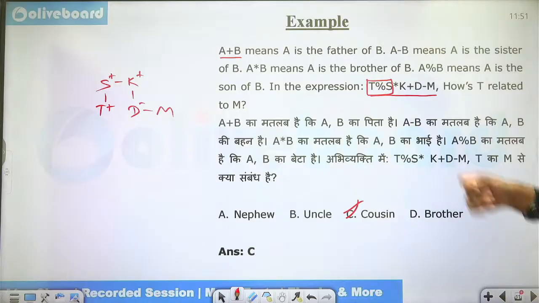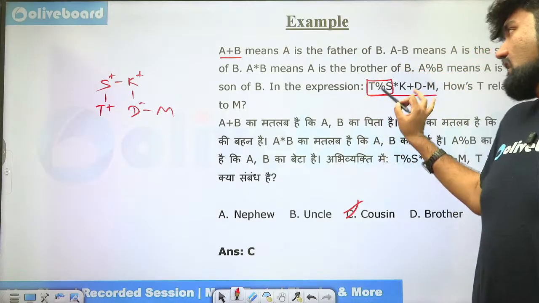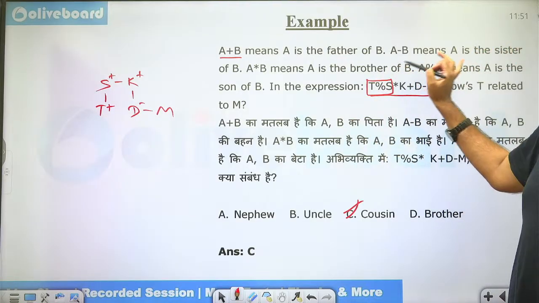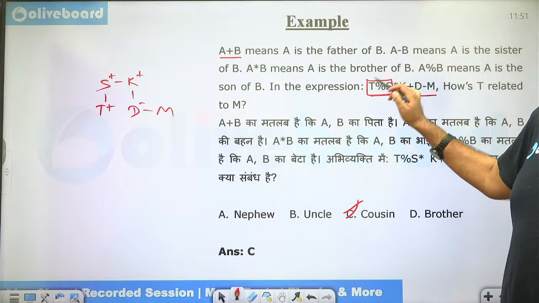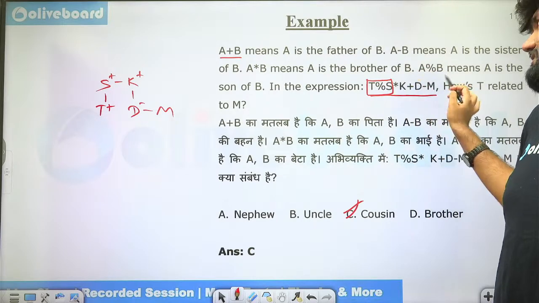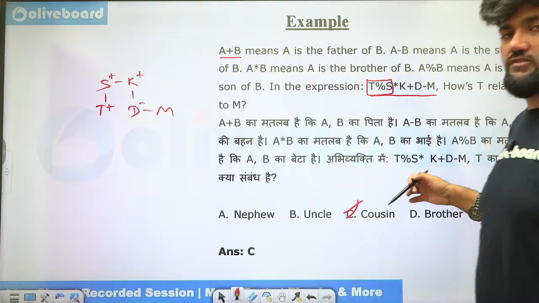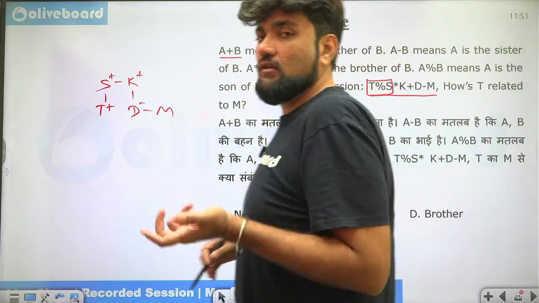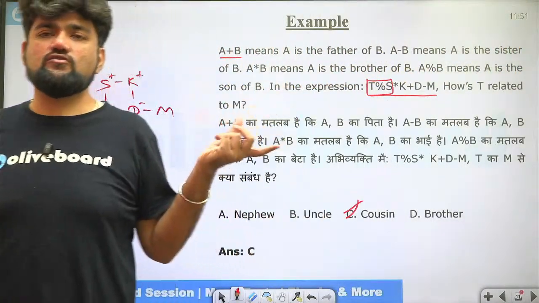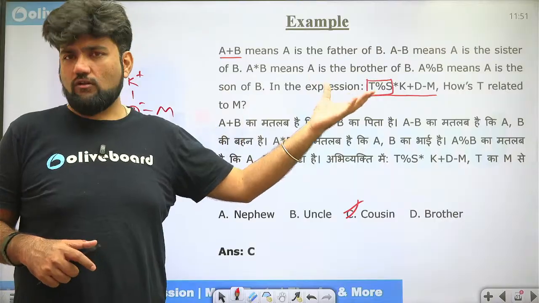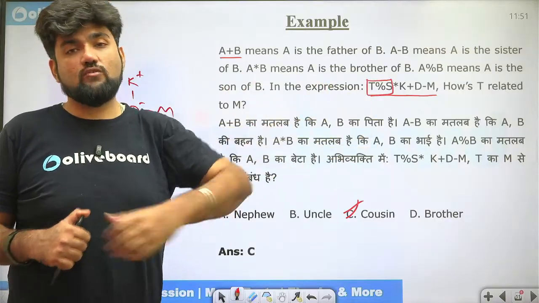For example, in a lot of questions, what they have now started doing is, rather than giving you a single expression, they will give you the final relationship. They will say in which of the following expressions T is the cousin of M. Then they will give you 4 different expressions as options. Then you will have to solve the question. So it becomes slightly more time consuming. But there is a way around that also. We will discuss that when we come to the questions.